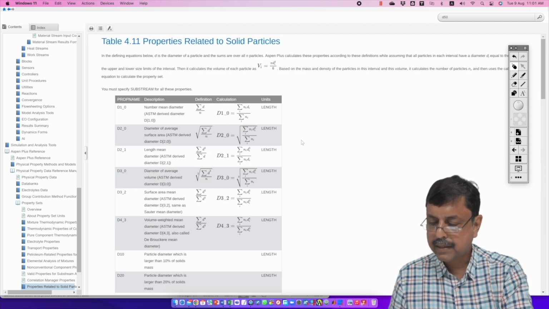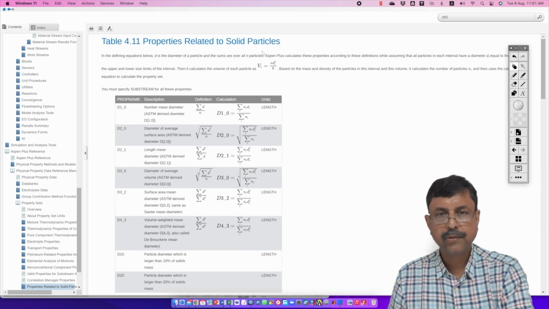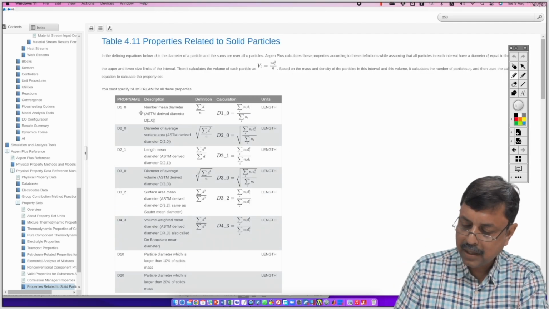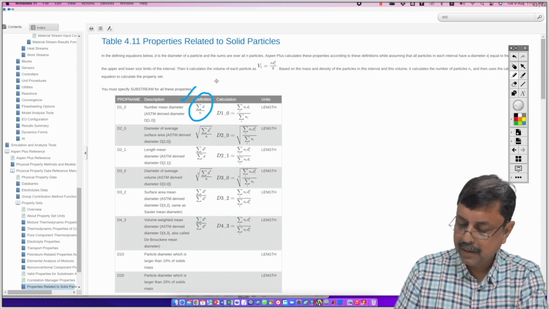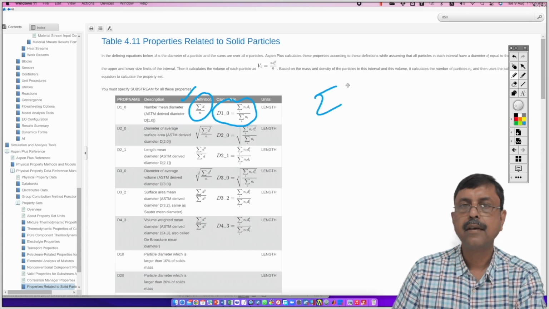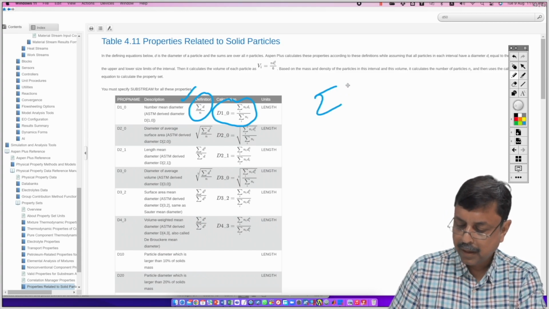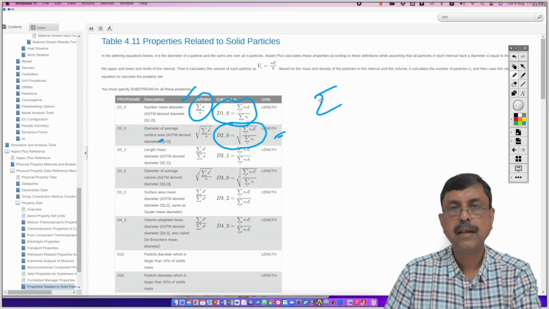So these are the properties related to solid particles. What is D10? It is the number mean diameter, defined by this. Its calculation is something like this for all the particles, so sigma is for all the particles. This is the diameter of average surface area. When you calculate, the expression will be something like this. So it is also a measurement of length.